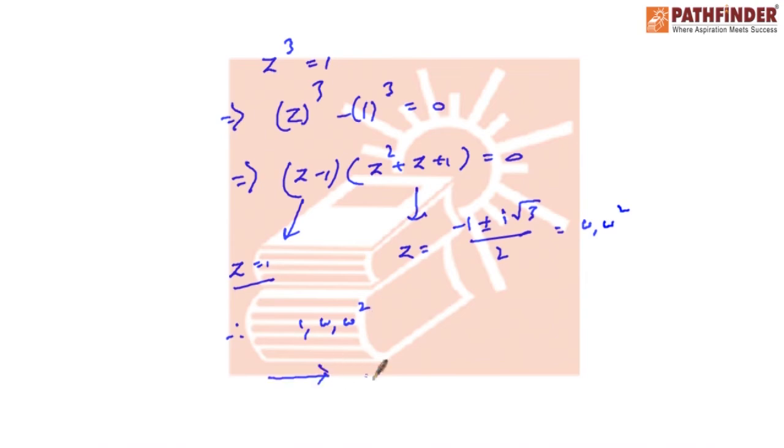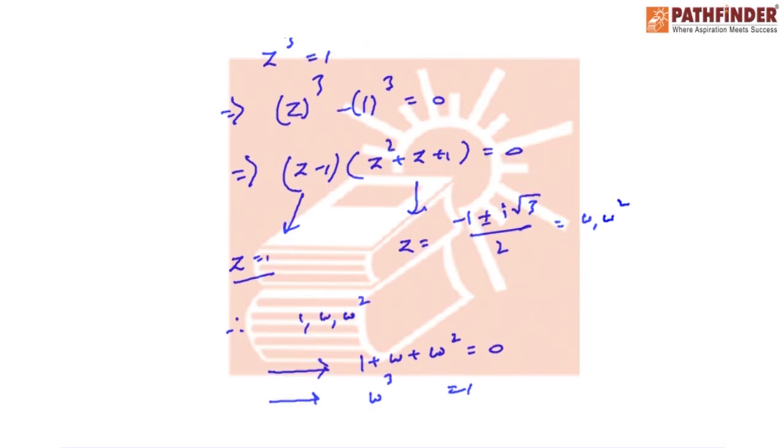Two very important properties come from here. The sum of the roots, 1 plus omega plus omega square, is given by 0, and the product of the roots, which is nothing but omega cube, is given by 1. Using these two properties, a lot of problems based on cube roots can be solved.